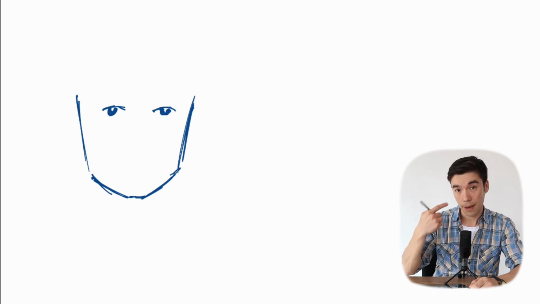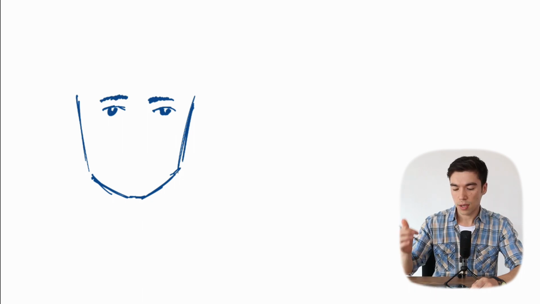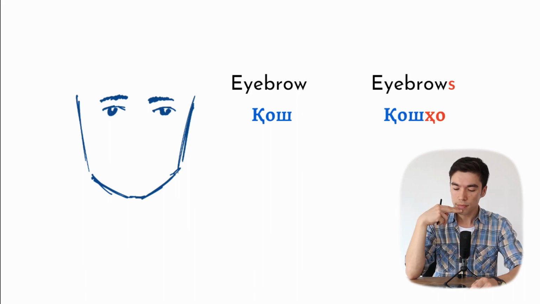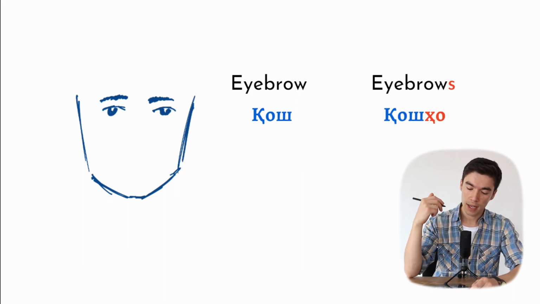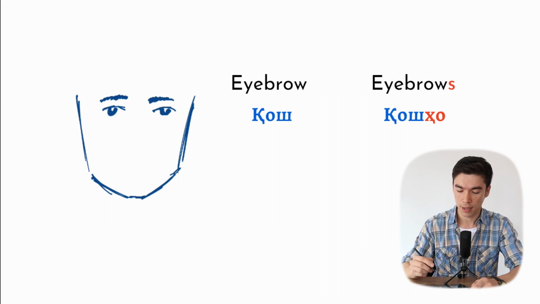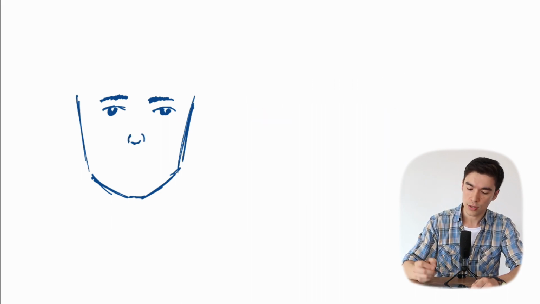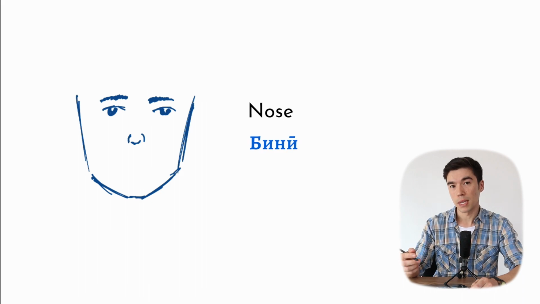Let's draw the eyebrows. Usually Tajik people, they have thick eyebrows. In Tajik, one will be kosh, and both will be kosh ho. Kosh, kosh ho, with the letter k at the beginning. Alright, now let's draw the nose. In Tajik, it's bini, bini with izofa, the long e at the end, bini, okay?